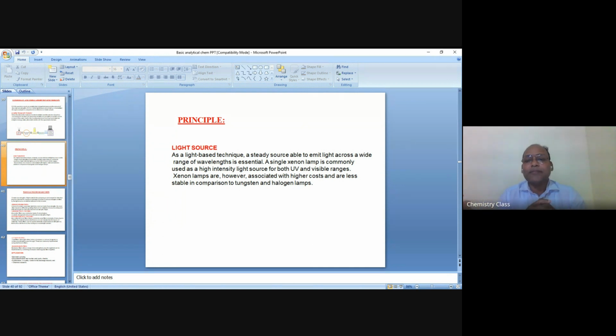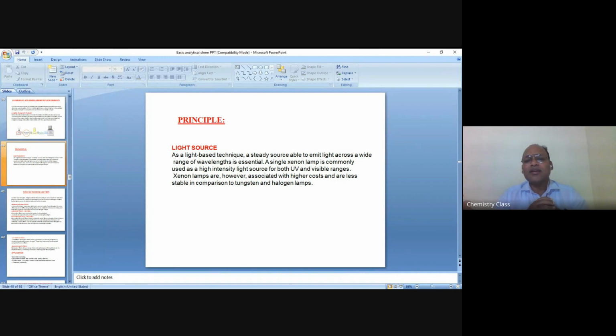Now a single xenon lamp is commonly used as a high intensity light source for both UV and visible rays. So widely you will say that the xenon lamp is used for this experiment, because the xenon lamp gives a steady light source as well as different wavelengths of light. So that is why xenon light is used particularly for this source.